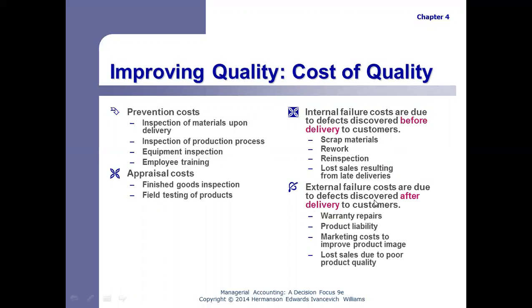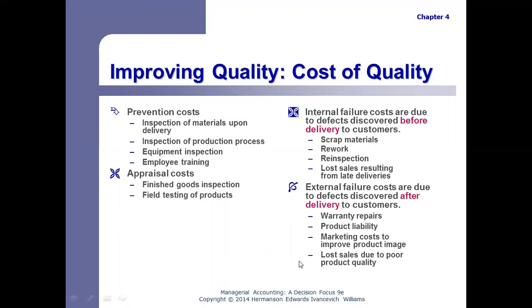External failure costs are costs that are discovered after you've sent the product along to the customer. These are things like warranties, product liability. So if somebody sues you over your product, okay, the product image. So you might have to spend money to improve your product image if you have delivered bad products to the customer. And then lost sales due to bad reputation, that kind of thing.